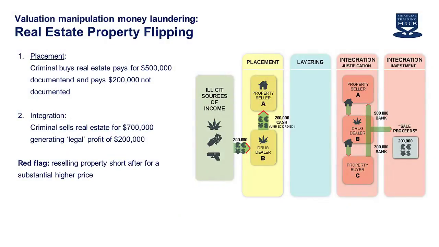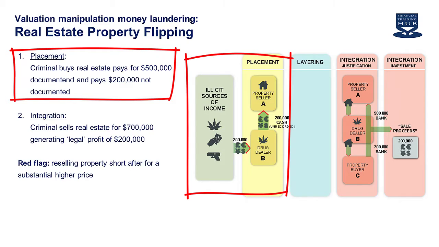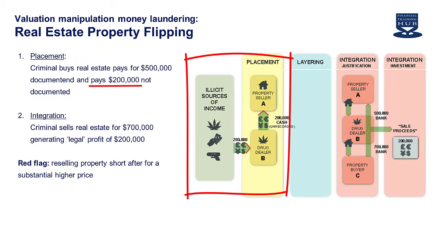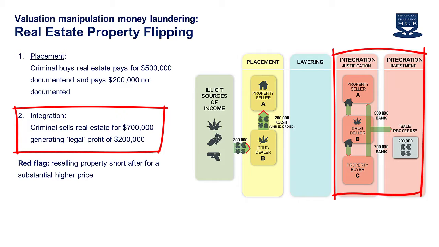The following example illustrates this illegal practice in more detail. In this example, the criminal buys real estate with a market value of $700,000 for a documented price of $500,000. A payment of $200,000 with dirty money is not documented. This is followed by selling the real estate on the market for $700,000. The result is that the criminal claims to make a legal profit of $200,000.